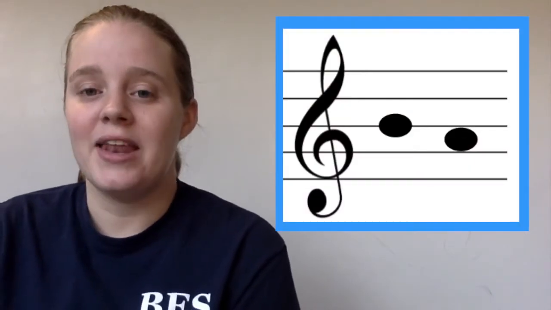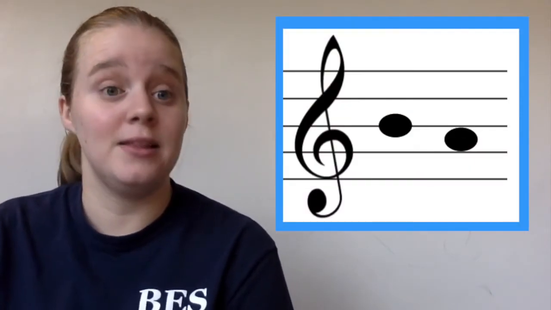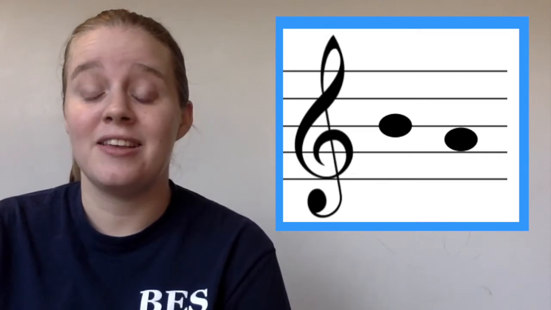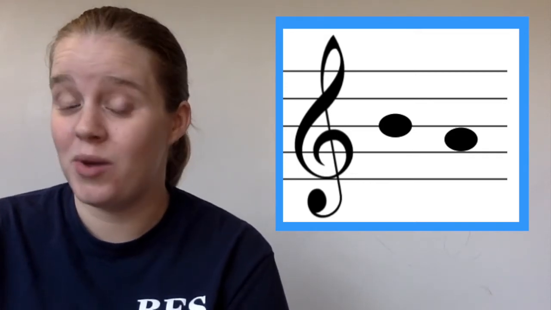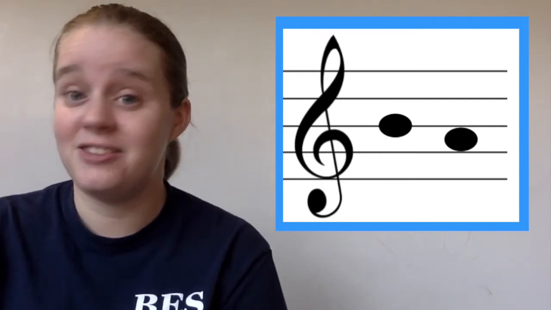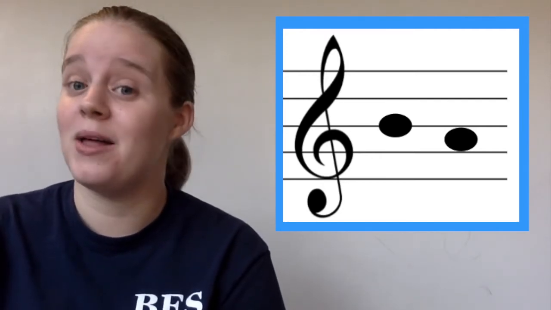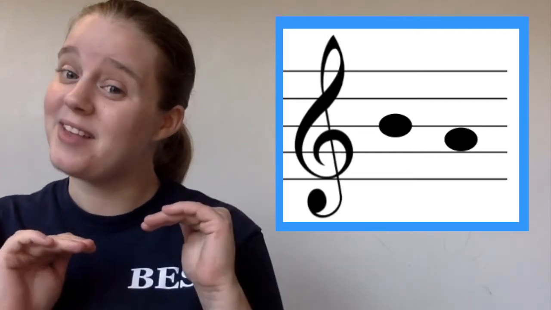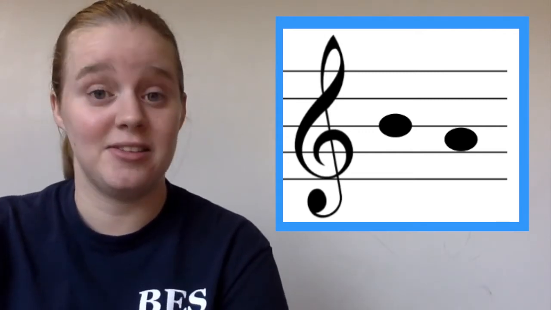So let's check out this one. When we look at it, the first one is on a line. The one beside it is on a space right next to it. That's important. If it was on a space somewhere else, it wouldn't be a step, but this one, since it goes from line to space right beside each other, that one's going to be a step.